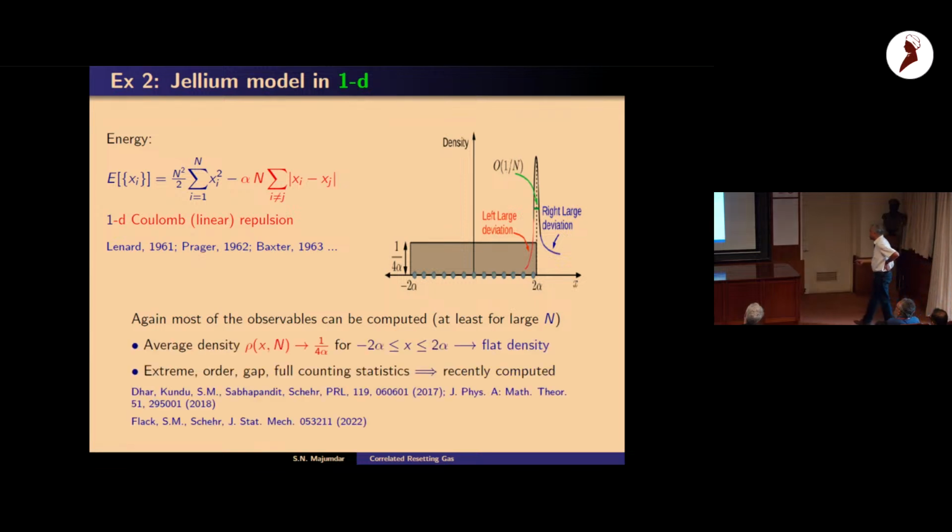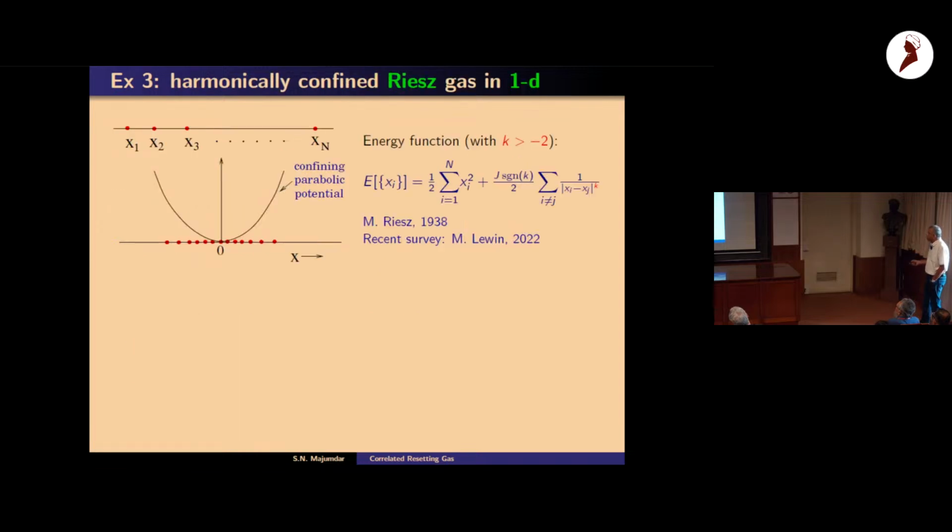More recently, other observables like extreme order, gap, and full counting statistics we computed mostly in collaboration with the ICTS team, Abhishek, Anupam, and Sanjeev, and also with Anna Flack, who was a graduate student working with me, and Gregory. Also I forgot to mention Manos. So again, many things you can compute here, and this is another example of a correlated system where you can find nice exact solutions.